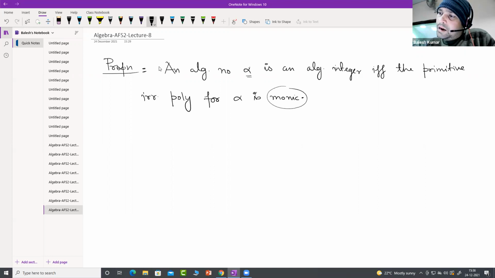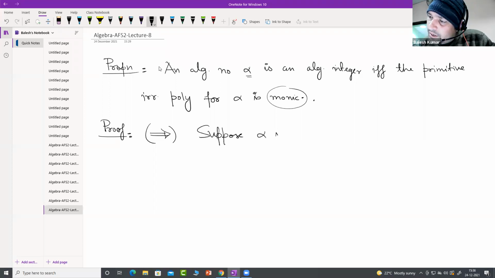The proof, I hope you can give me the details. Let me ask you how to proceed. Let us first try to prove the direct part. Suppose alpha is an algebraic integer. Then we need to prove that it is a root of a primitive irreducible polynomial which is monic. How to proceed?